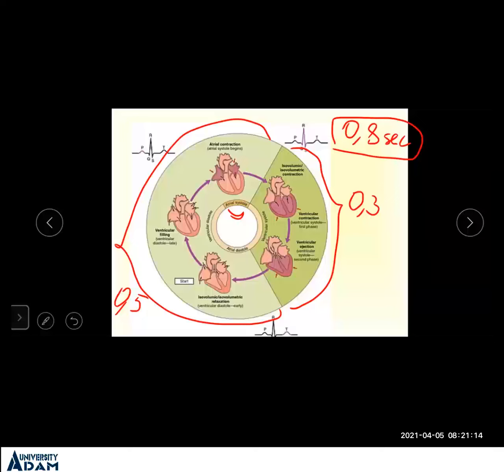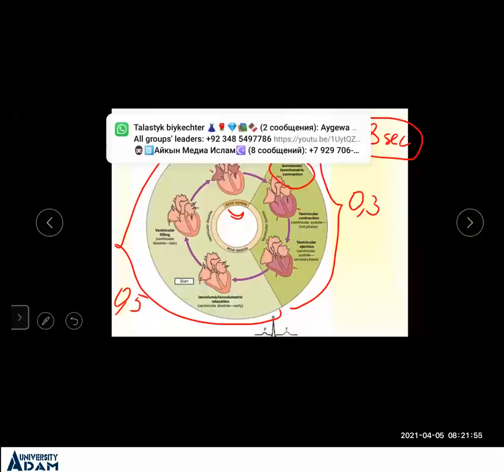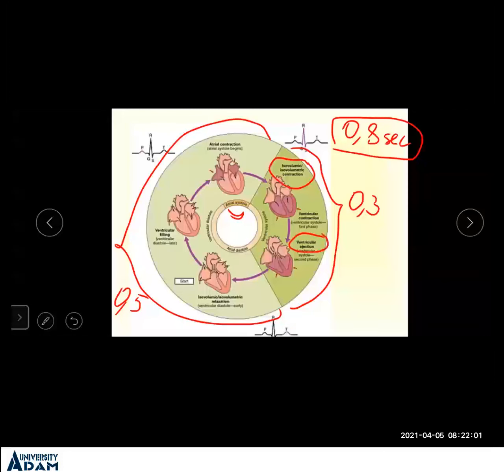During systole, you can see here that systole and diastole each have their own periods. So systole consists of isovolumic contraction, and the second period is ventricular ejection. Two periods.